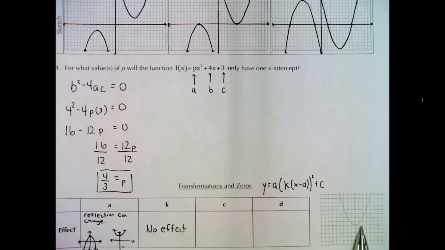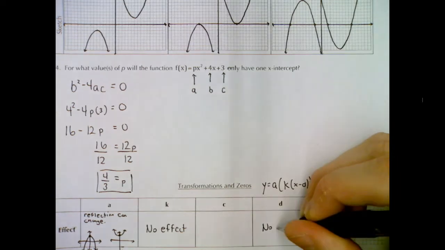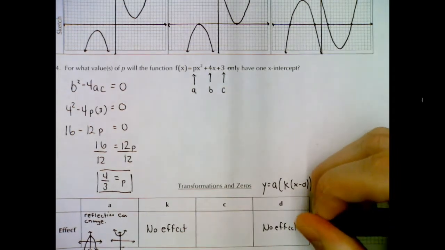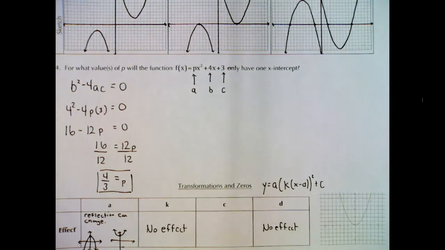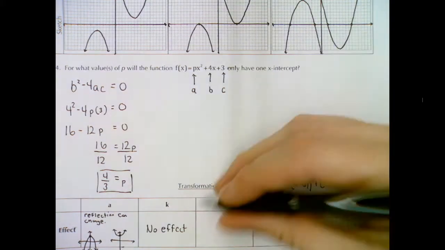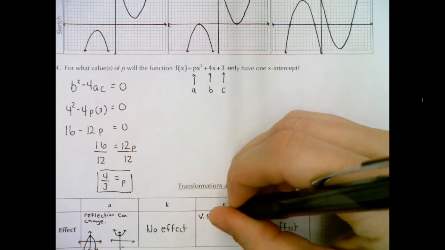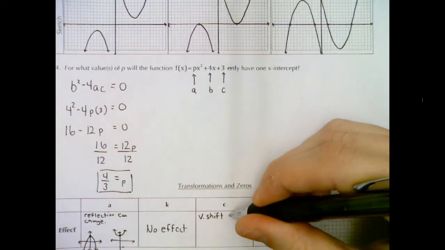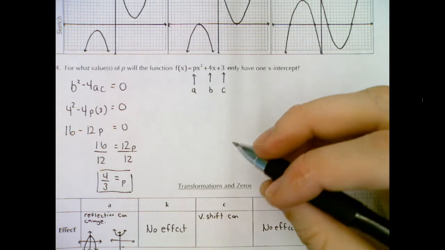And D, shifting it left and right, also has no effect. If it has one x-intercept and we shift it to the left, it still has one x-intercept. If this was shifted down, it would have 2 x-intercepts. And then if we were to shift it to the left, it'd still have 2. So D also has no effect. What I'm trying to get at here is the only things that actually affect how many x-intercepts there are the reflection and the shift up and down. If you have a vertical shift, it can significantly change the number of zeros.